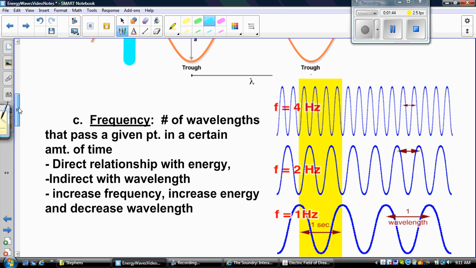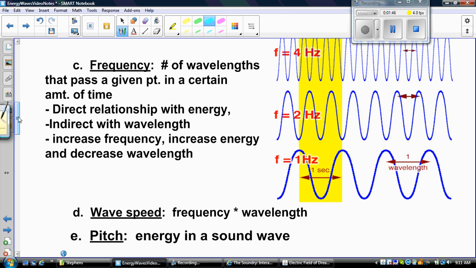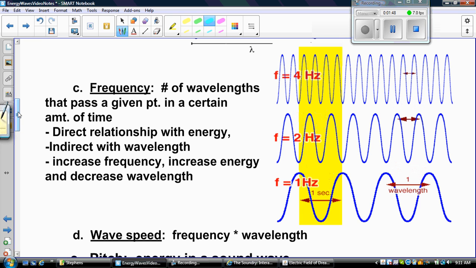Okay, frequency is the number of wavelengths that pass a given point in a certain amount of time. Okay, so if you take a look at these three pictures, they all have different wavelengths. Notice the bottom picture has the largest wavelength, the next is smaller, and the smallest is on the top. There's an indirect relationship between frequency and wavelength.